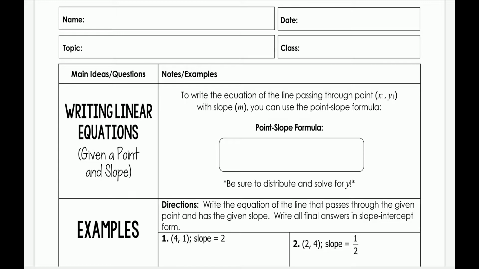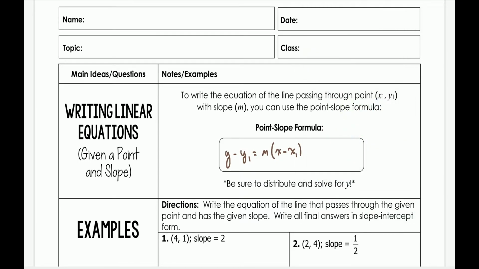So in order to write the equation of a line passing through the point x1, y1 with slope m, you can use the point-slope form. And the point-slope formula looks like this. We have y minus y1 is equal to m multiplied by x minus x1. Now this might look a little daunting to begin with, but it's really not that bad once we actually go through some problems.